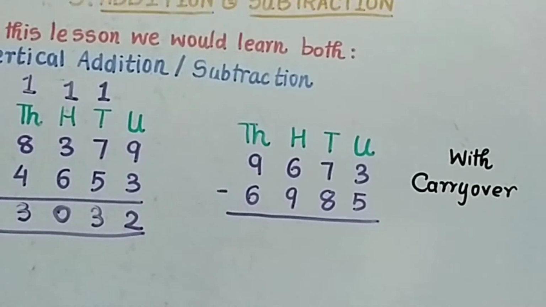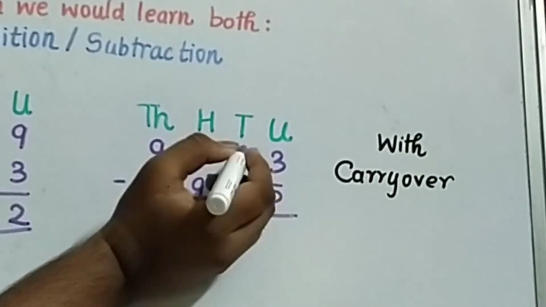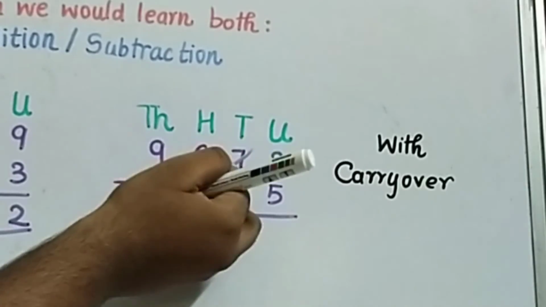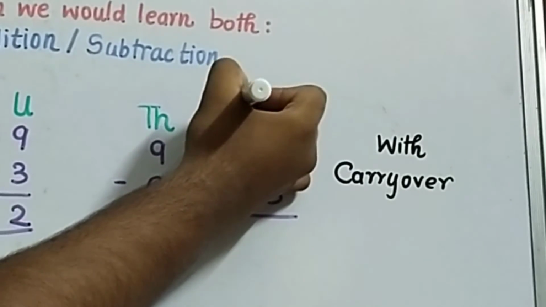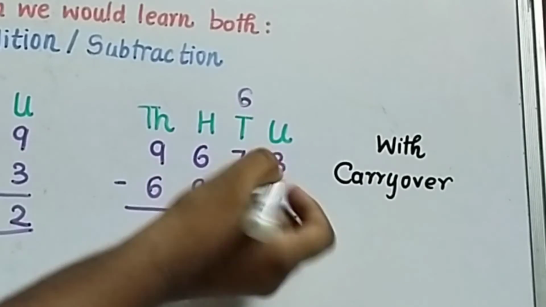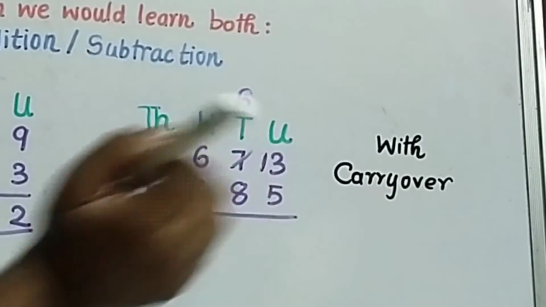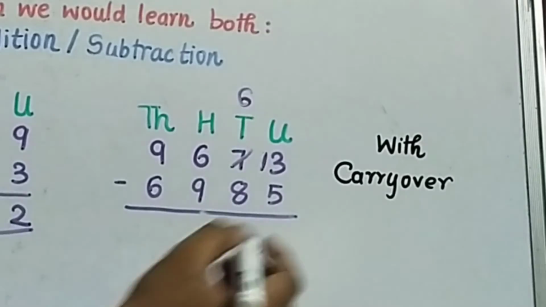Next, we will learn subtraction with carryover. So here in this, we can see that 3 minus 5. Basically, 3 minus 5 cannot happen. So to make this 3 bigger, we will take 1 from the number which is ahead of it. So it would get cancelled and it would remain as 6. Yes, it would remain as 6 up there. The next would be this 1 would go here and make this number 13. So now we can subtract 13 minus 5. So 13 minus 5 would give us 8. So we will write 8 here.